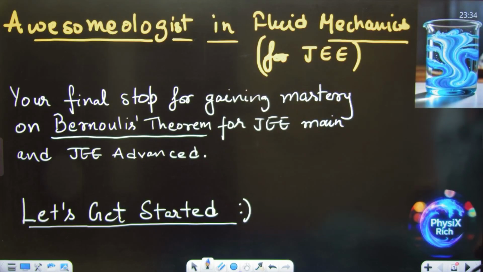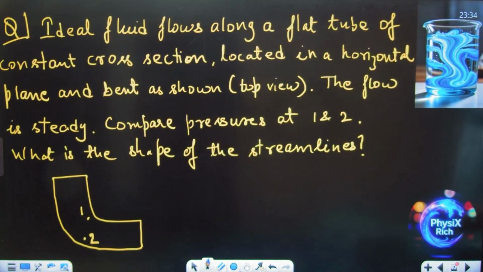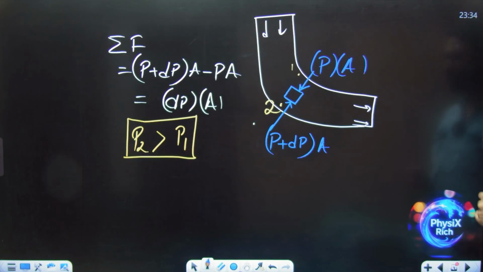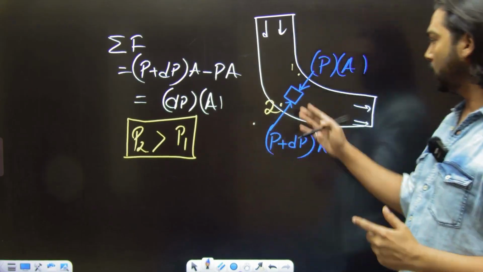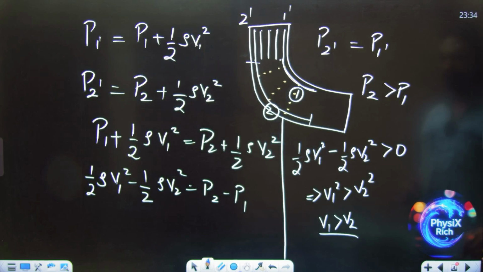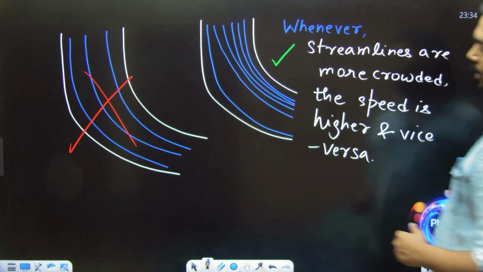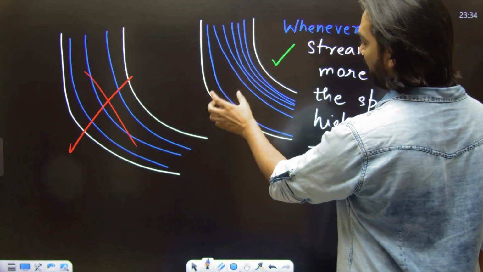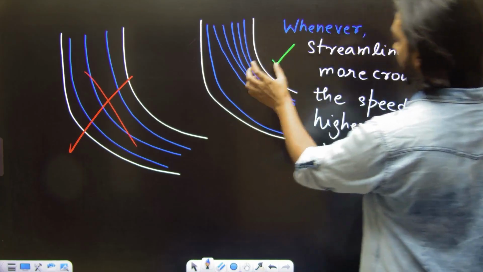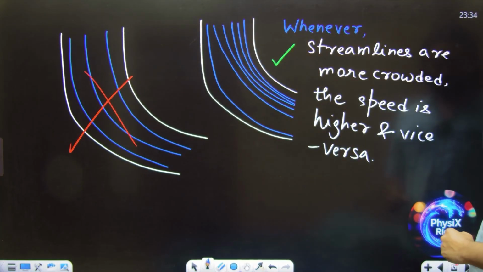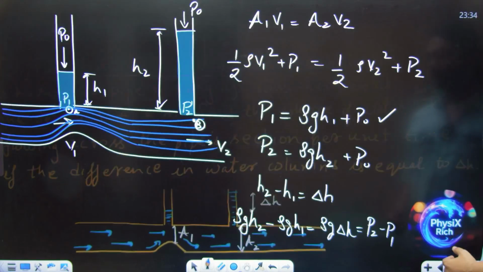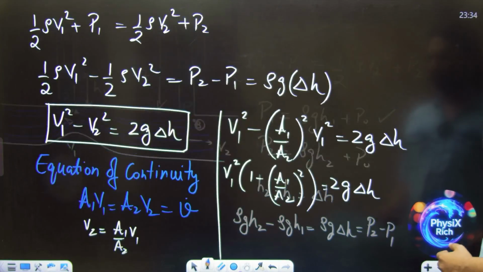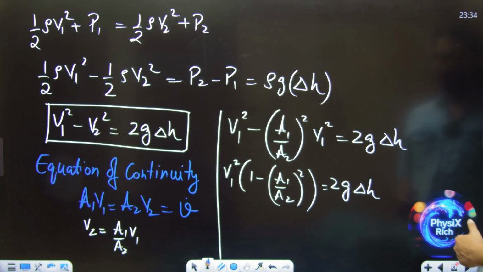So in the previous lectures, we have discussed the basics of Bernoulli's application. We did this one really nice problem in which I told you that when liquids curve, the outer region experiences a greater pressure, and when there is a greater pressure, there is a lesser velocity. When there is a lesser velocity, the streamlines are more spaced apart. In regions of higher velocity, the streamlines are more crowded. Then we learned this problem in which we learned how to apply the equation of continuity along with Bernoulli's equation, and we learned how to calculate the flow rate.